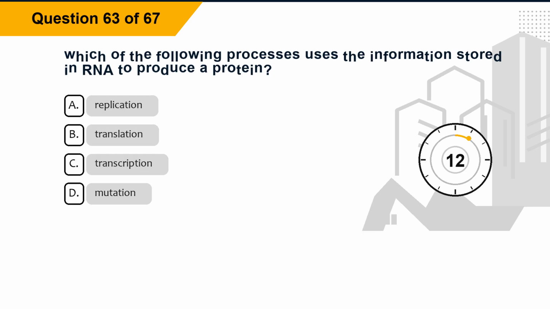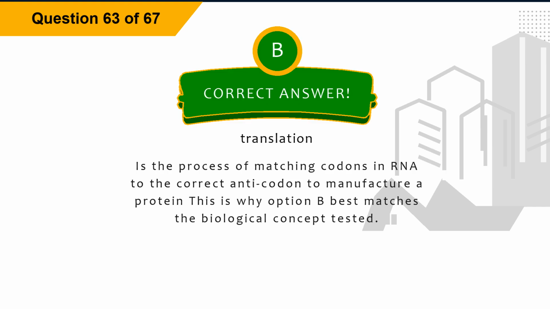Question 63. Which of the following processes uses the information stored in RNA to produce a protein? Option A, replication. Option B, translation. Option C, transcription. Option D, mutation. The correct answer is option B, translation. Explanation. Translation is the process of matching codons in RNA to the correct anticodon to manufacture a protein. This is why option B best matches the biological concept tested.